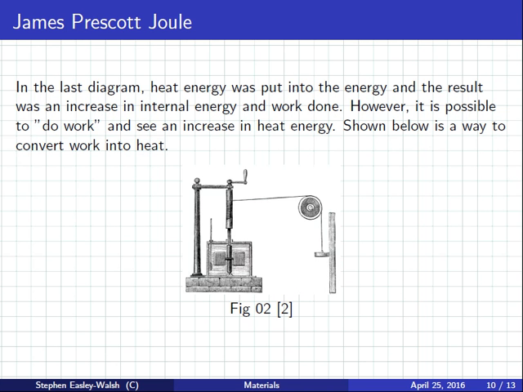By the way, this is the reason why the water at the bottom of a waterfall is warmer than at the top of the waterfall. Because at the top of the waterfall, what energy did the water have? Potential. At the bottom, it doesn't have this potential. This potential became kinetic, and the kinetic became heat. So the water at the bottom of a waterfall is warmer than at the top.